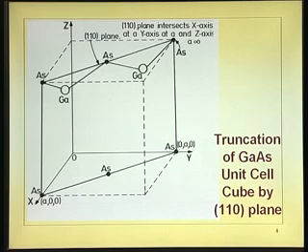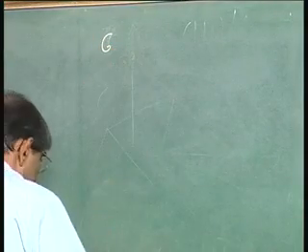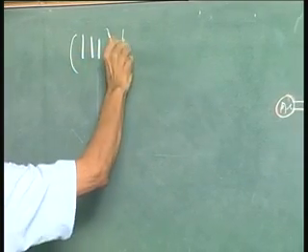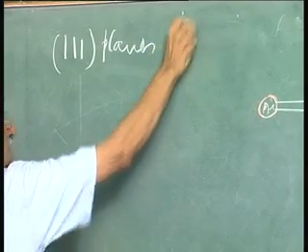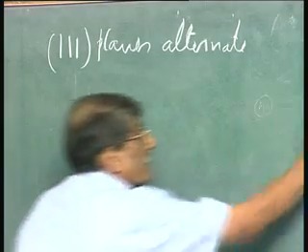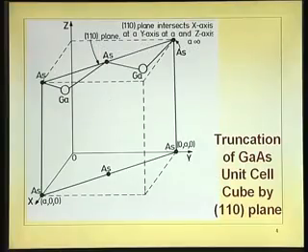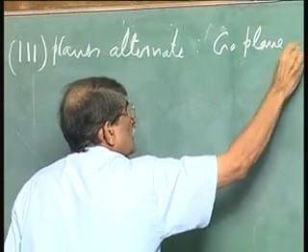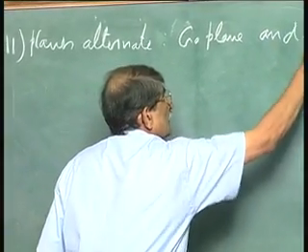Now, let us write down some of these facts. One plane, alternate, this is very important because they make use of this property for some technology. Alternate gallium plane and arsenic plane.